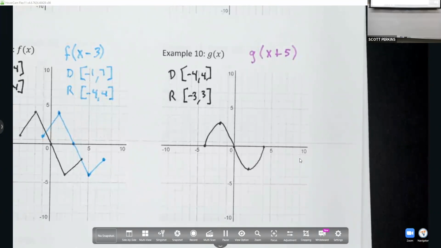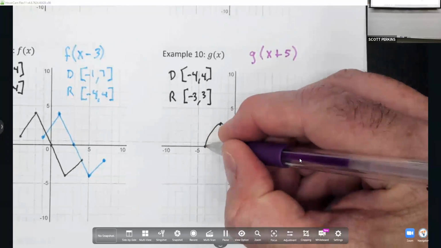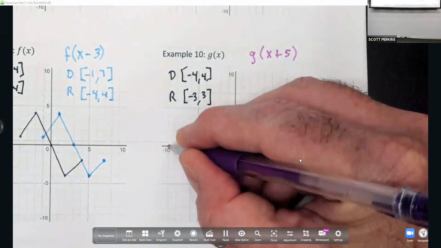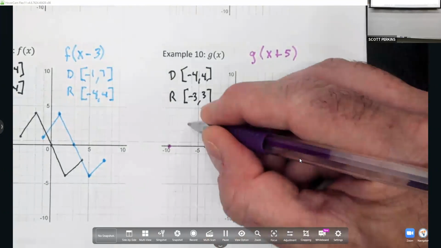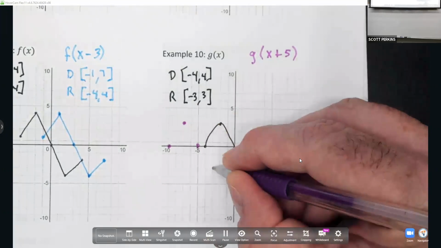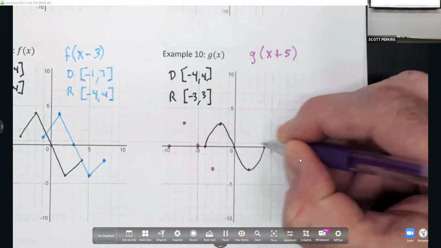All right, so we have the x plus 5 in parentheses. That means this graph's going to go where? Left. Perfect. Thank you very much. So it's going to go from -4 to -9. This from -2 is going to go to -7 to -5. This one's going to go to -3 and then to -1.